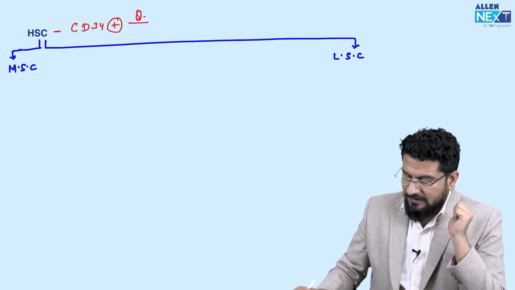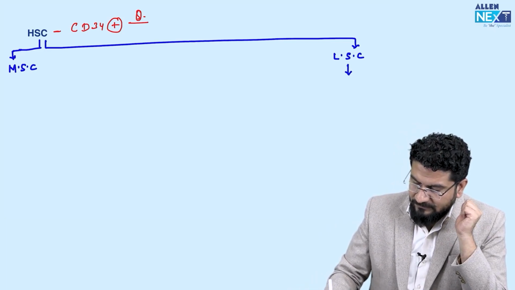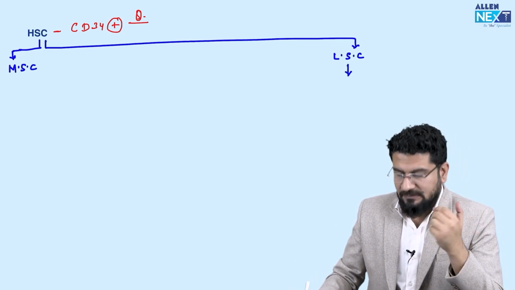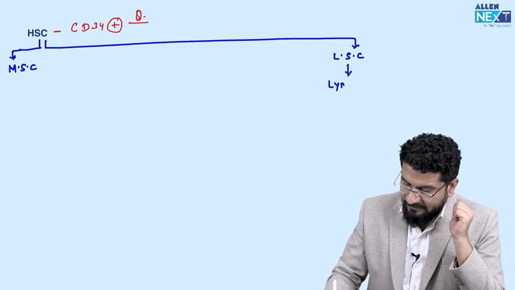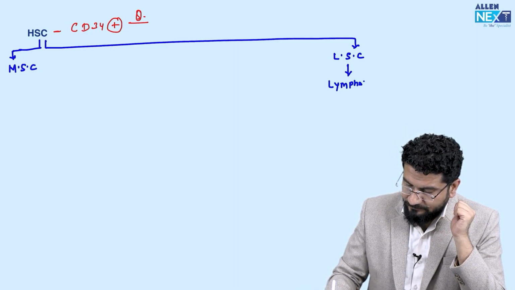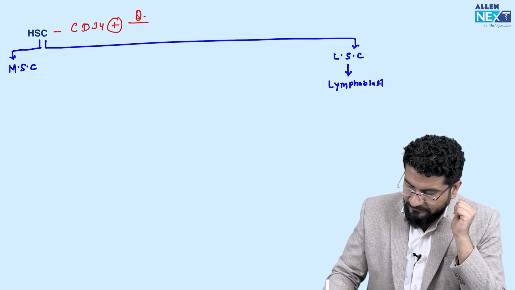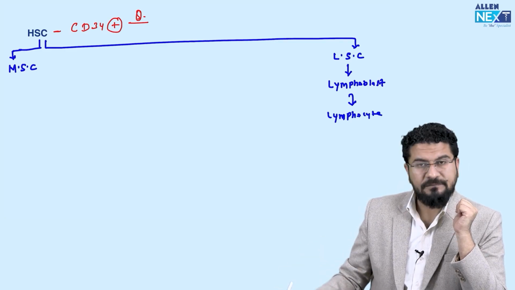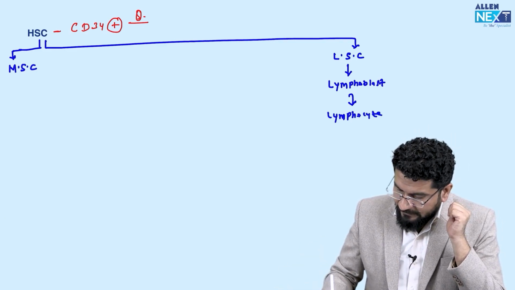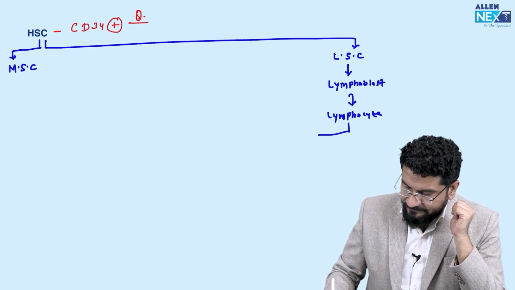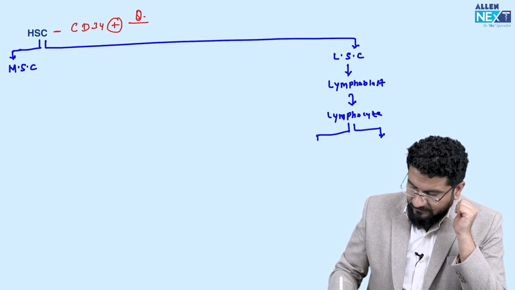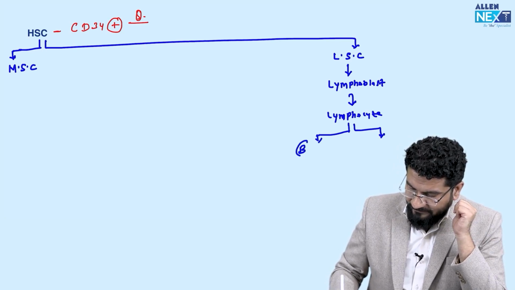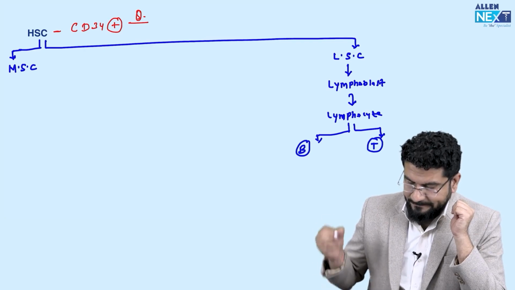Now when we have lymphoid stem cells, these are your lymphoblasts. So always remember, blast means immature. These lymphoblasts will convert into a more mature form. That mature form is called lymphocyte. Simple. These lymphocytes are of two types. So we have B lymphocyte and we have T lymphocyte. Simple.